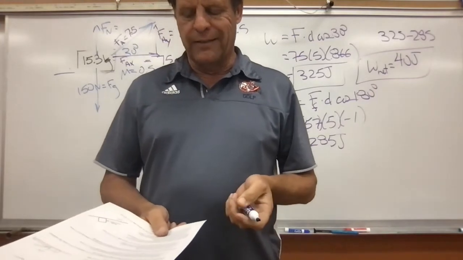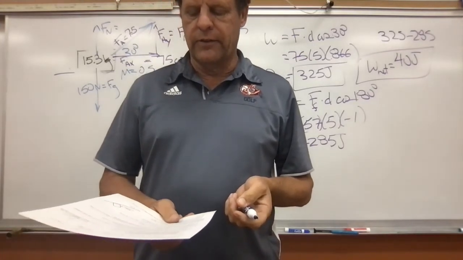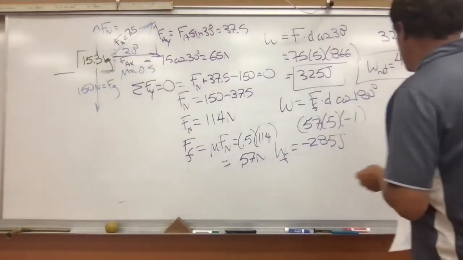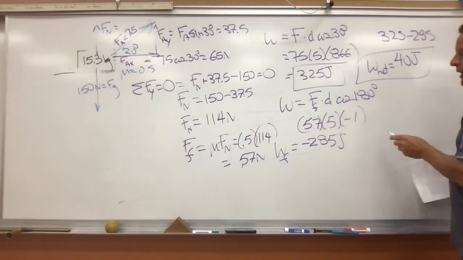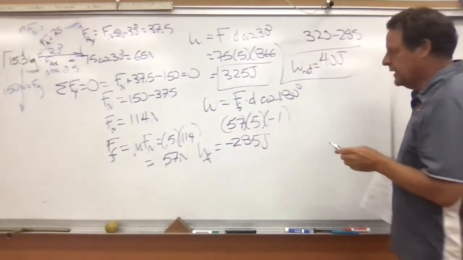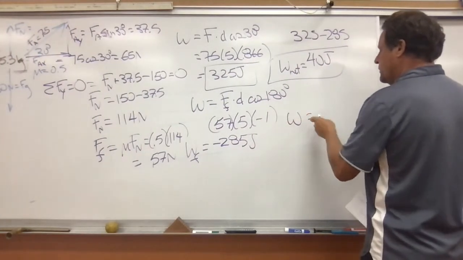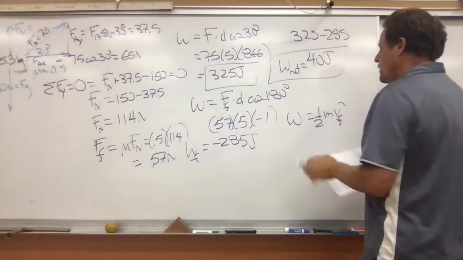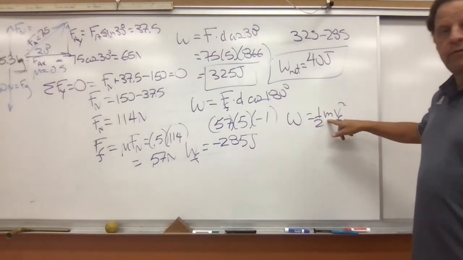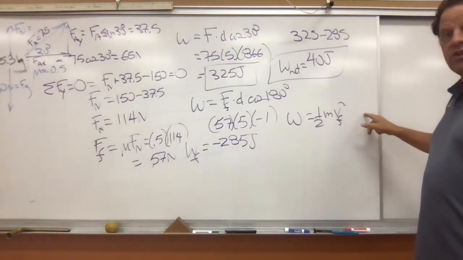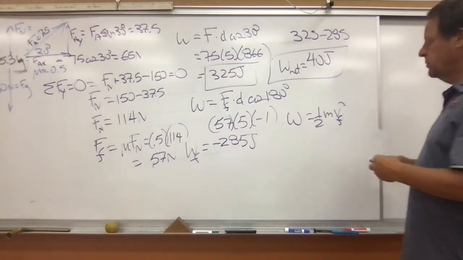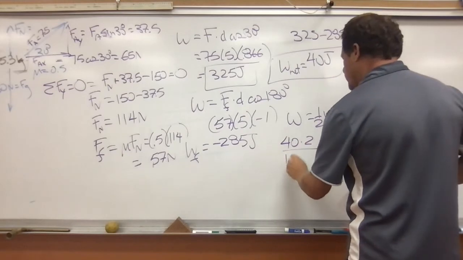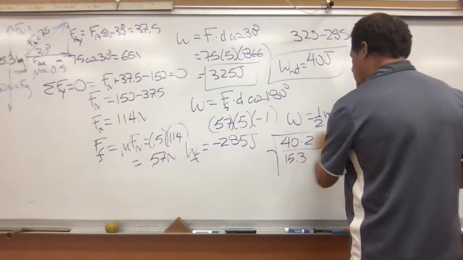Now, if the initial velocity is 0, calculate the velocity after 5 meters. And again, we can do that by saying work is equal to the change in kinetic energy, which is 1/2 mv squared final minus 1/2 mv initial squared. The initial squared is going to be 0. So we're going to say 40 times 2 divided by 15.3 and the square root of that.